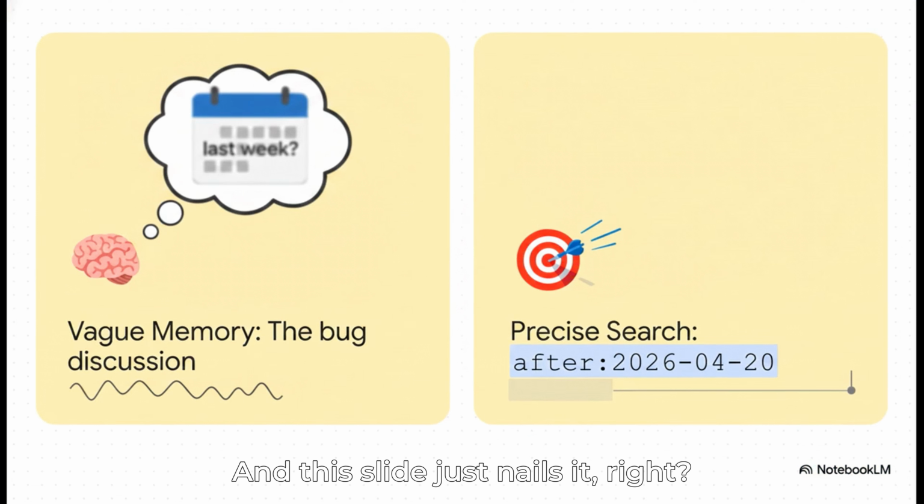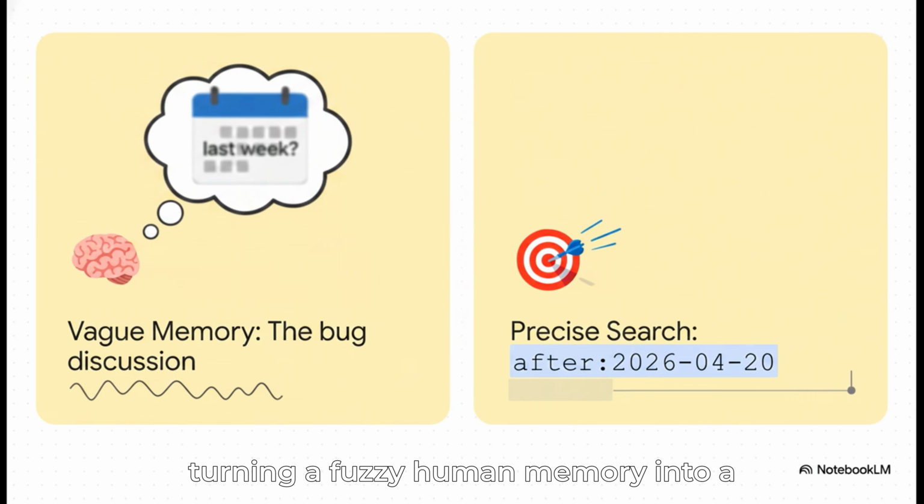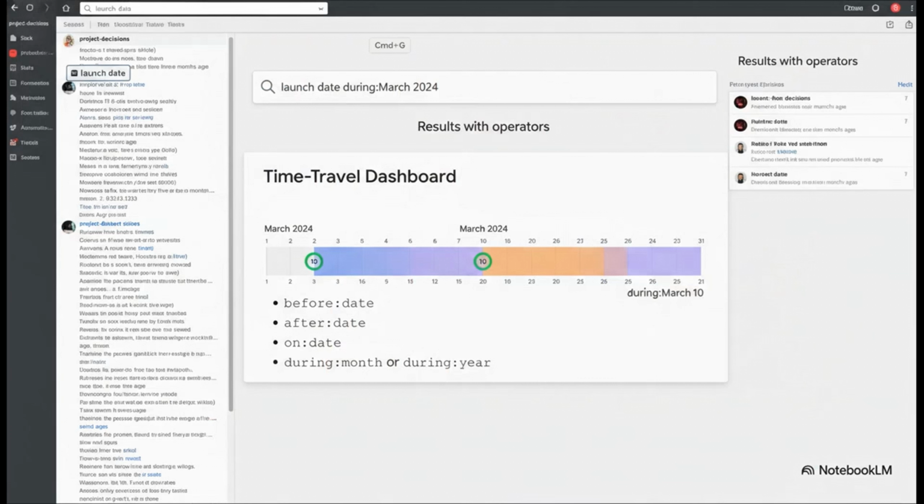And this slide just nails it, right? Our brains remember things kind of vaguely. Oh, it was last week or a few months ago. But the search bar, it needs precision. So instead of just guessing, you can give Slack these concrete boundaries, turning a fuzzy human memory into a razor-sharp search query. These are basically your time travel tools.